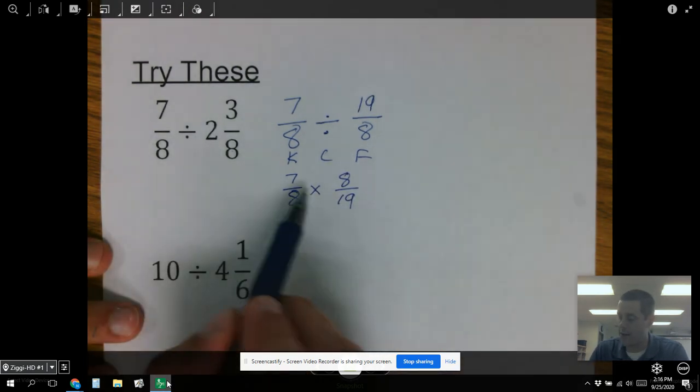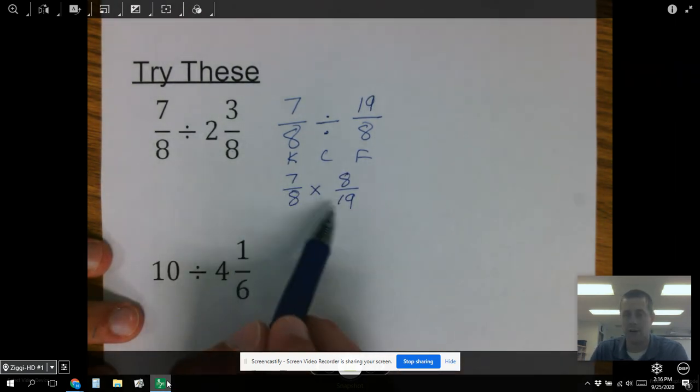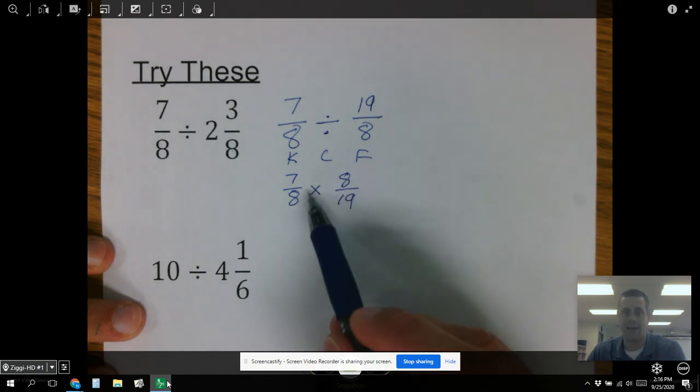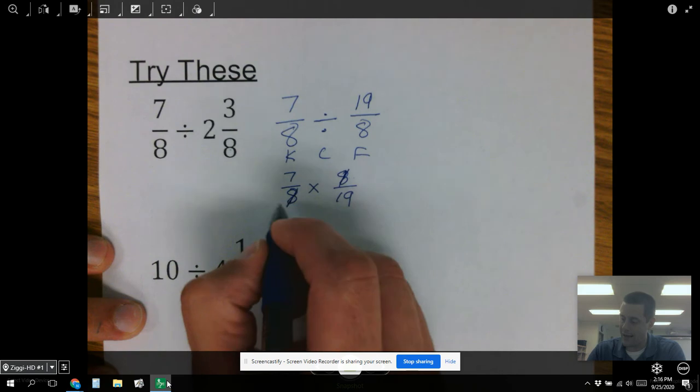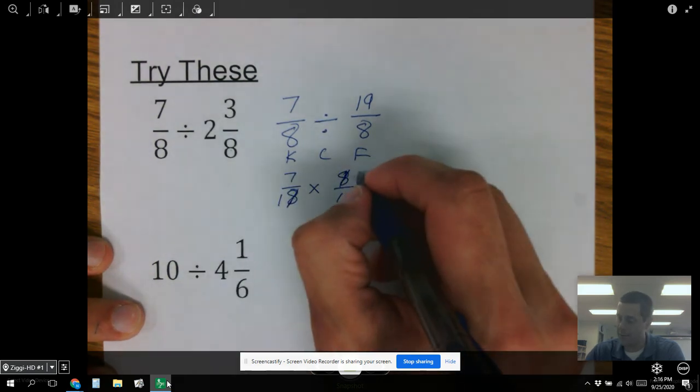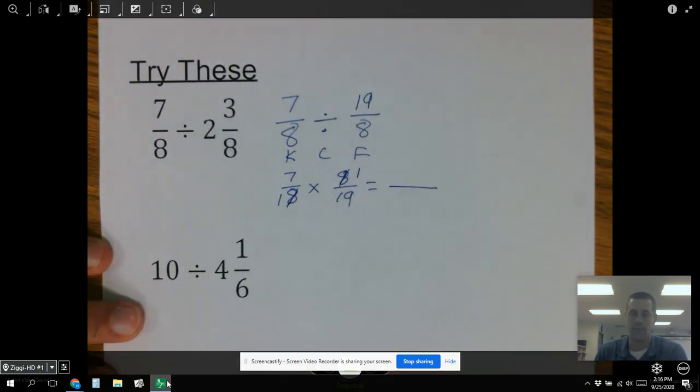Now that we're multiplying, cross simplify. 7 and 19 share no common factors, but diagonally here I have 2 8s. Both of those will be divisible by 8. 8 divided by 8 is 1. 8 divided by 8 is 1. Now we're ready to multiply.